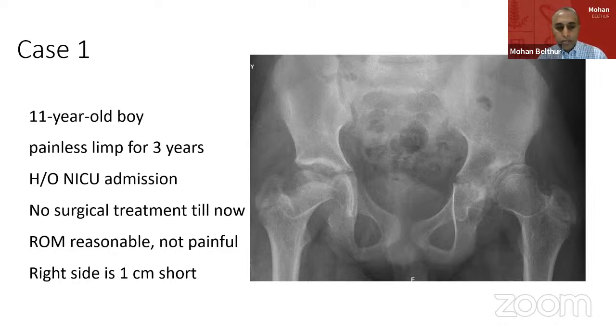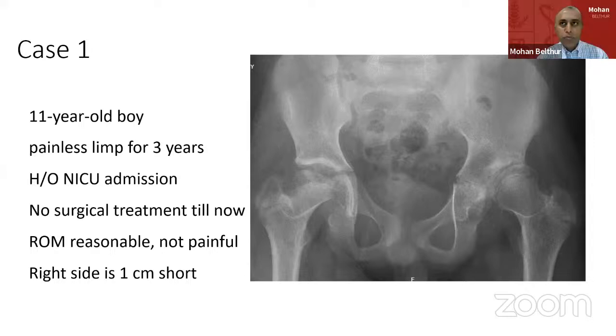What do you guys think? Hitesh and Dhiren, I think Dhiren's raising his hand. Yeah, I would like to ask you a question. You said that there is a sagging rope sign. So what is the cause of it? And secondly, how does it help us in decision making?